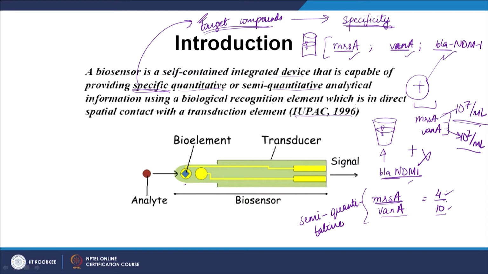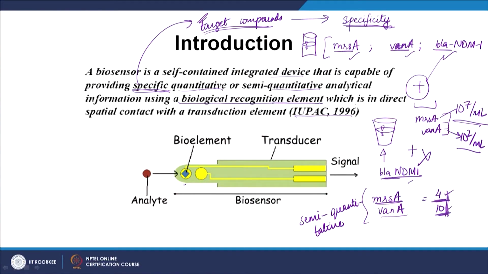Because it is semi-quantitative, we cannot rely on these numbers completely, but it does give us an idea of the relative abundance, it does give us an idea of the trends. So if over time the MRSA decreases or VAN-A increases, I know the trend. So that is the importance of semi-quantitative, and because it is a biosensor, it uses a biological recognition element.